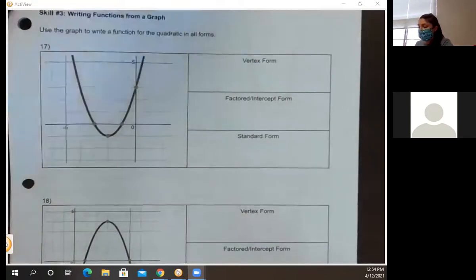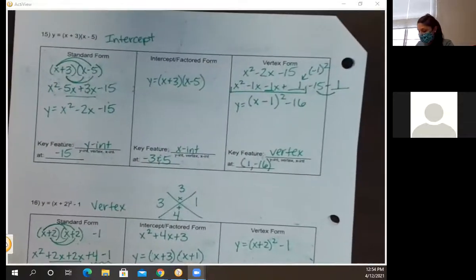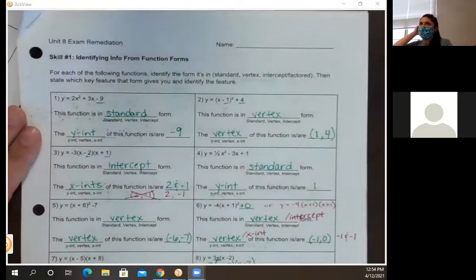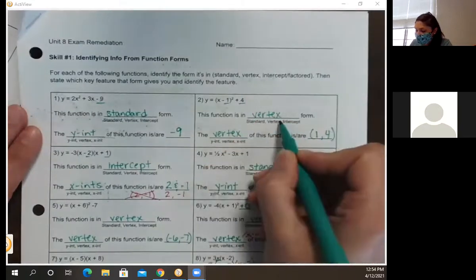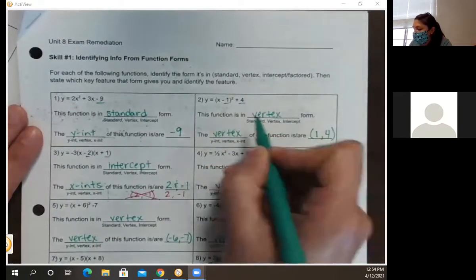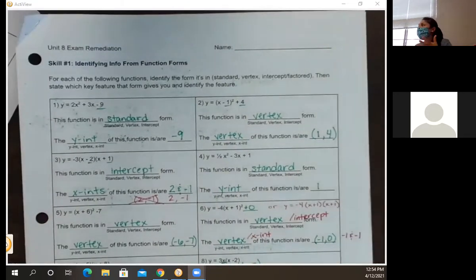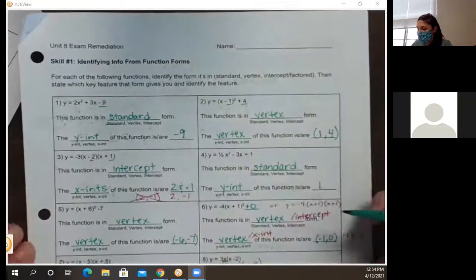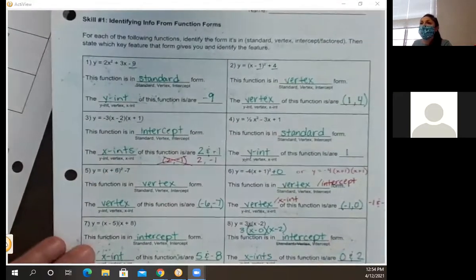So if you remember last week, we looked at switching between those different function forms. And then we also looked at, if I have a function, what key information does it give me? So we're going to start with vertex form here. If you remember, again, from last week, we identified vertex form. We said it gives us the vertex, and then we could pick out the vertex from our function. What we're going to do today is basically the same thing, but in the opposite direction. So we're going to start by identifying the vertex and then plop it into vertex form. Then we're going to identify x-intercepts and plop them into that intercept or factored form.